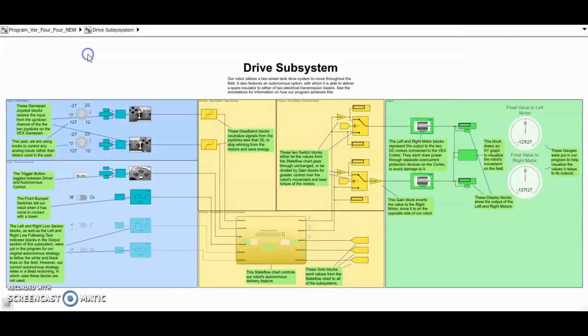Now let's look at the drive subsystem. Our robot utilizes a 2-wheel tank drive system in which each motor is controlled separately from the other. We use the gamepad joystick to control each drive motor. These deadband blocks neutralize low inputs from the gamepad to help extend battery life and decrease motor noise. This digital input block reads the input from the 2 bumper switches on the front of our robot. These represent the infrared sensors that were added for an unused line following function. All of these blocks connect to the state flow chart.